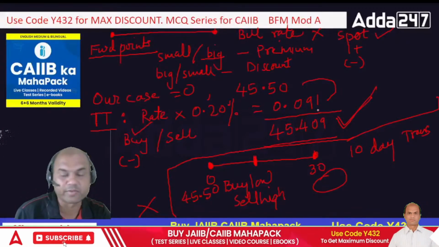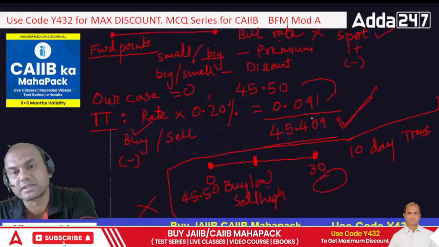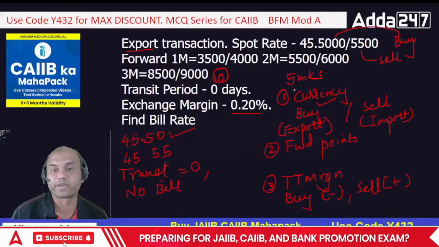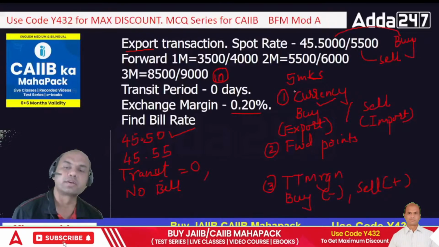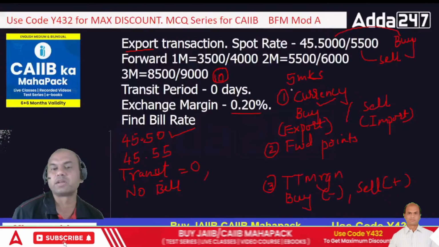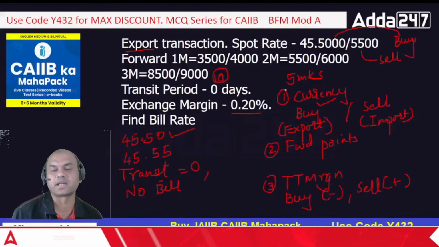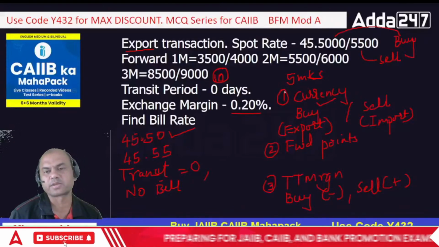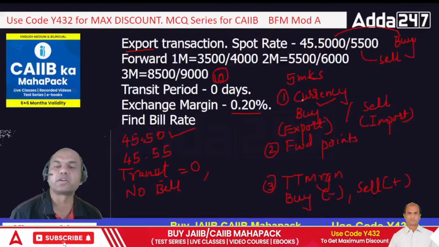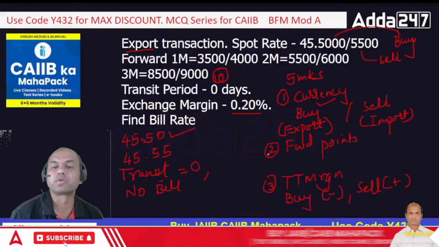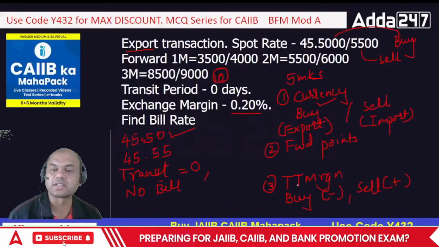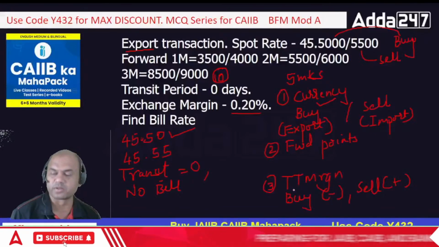Okay. Everyone got this? Shall I revise the same problem? Because it is a very important one. You need to understand the basics. Firstly, whenever we solve the problem, there are 3 steps basically in any forex problem. Number 1, decide you have to buy or sell. Number 2, decide the forward points. Number 3, decide the TT margin. These are the 3 steps which you have to follow.